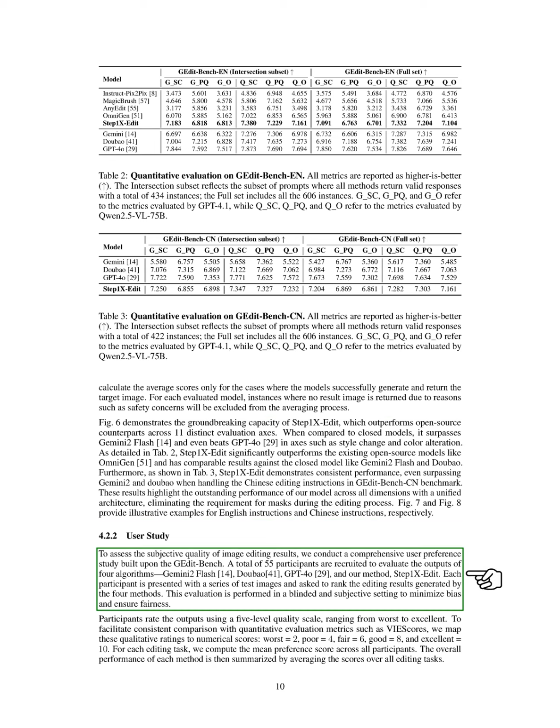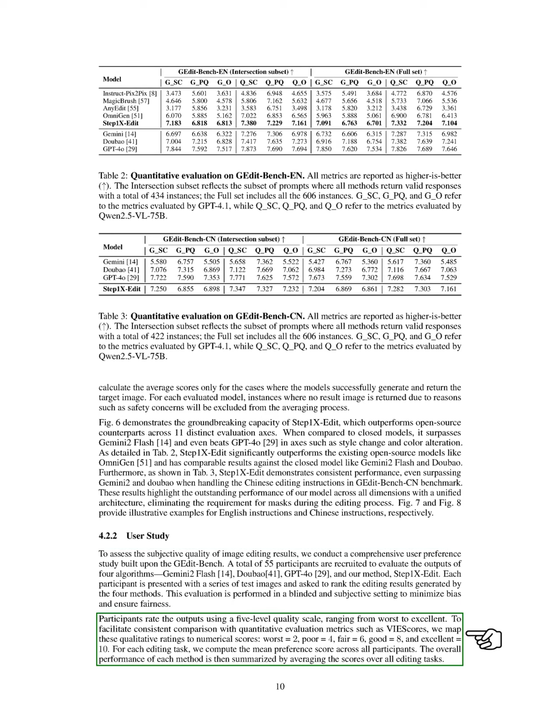To further assess the subjective quality of our image editing results, we conduct a user preference study with 55 participants who evaluate outputs from 4 algorithms: Gemini2 Flash, Doubao, GPT-4o, and our Step1X-Edit. Participants rank the editing results in a blinded setting to reduce bias, using a 5-level quality scale. We convert these qualitative ratings into numerical scores for consistent comparison with VIEScore scores.